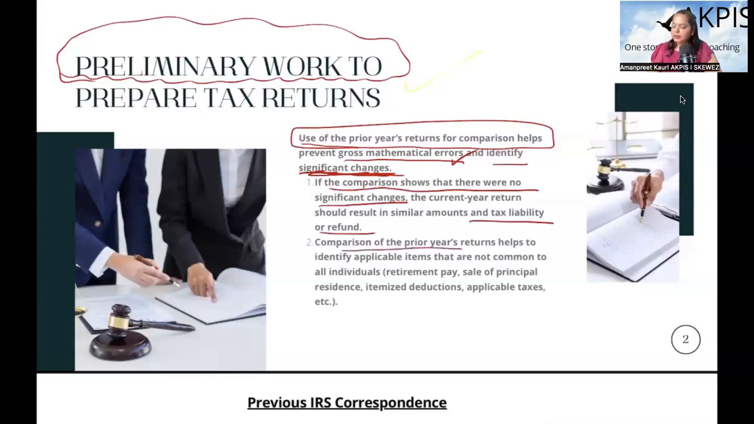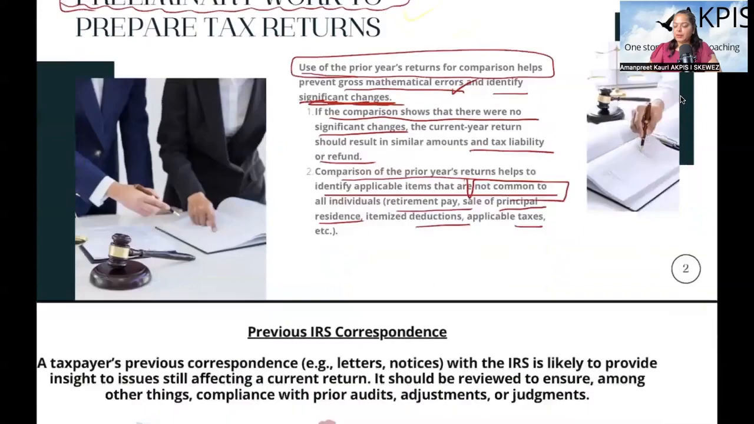But the comparison of the prior year returns also helps to identify the non-common items. Which items? Non-common items. For example, as I told you a couple of minutes ago, you sold your principal residence, you sold your property, or you're eligible for retirement pay, or maybe for any kind of deduction or taxes and all that. So it's really very important to compare your previous year income tax returns with the current one for accuracy and for any kind of changes. For two things majorly: for accuracy and to catch any kind of major changes.